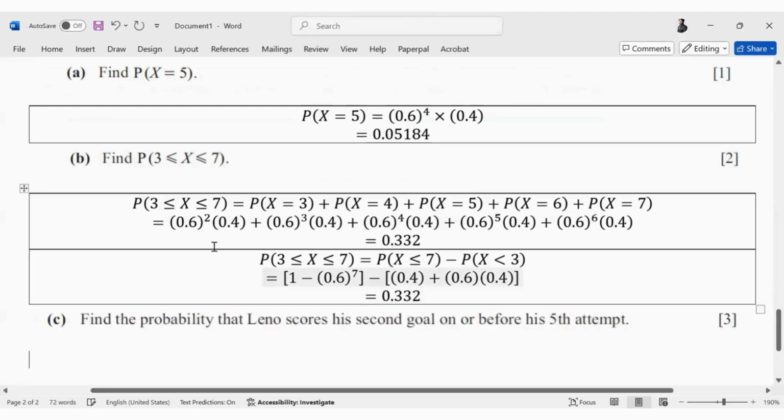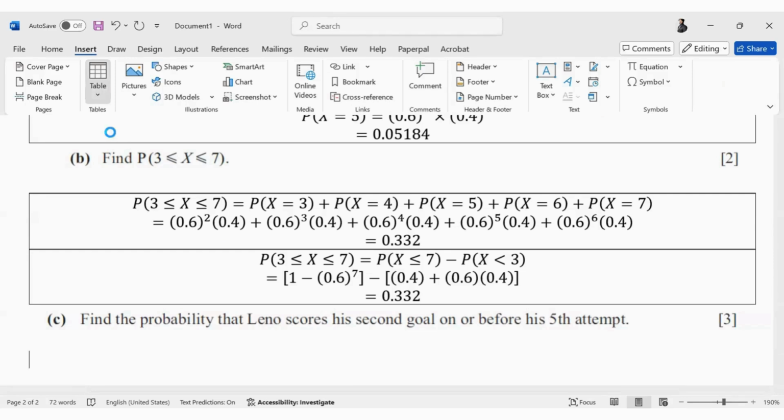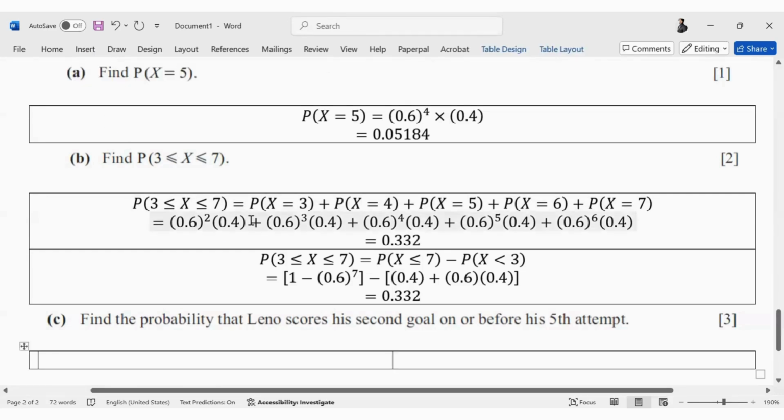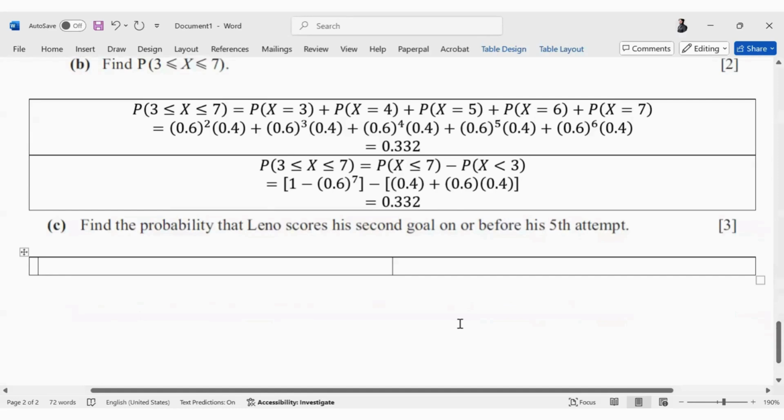Find the probability that Leno scores his second goal on or before the 5th attempt. What does that mean? Either he scores his second goal on the 5th attempt, or he scores his second goal before the 5th attempt. So find the probability that Leno scores his second goal on or before his 5th attempt.